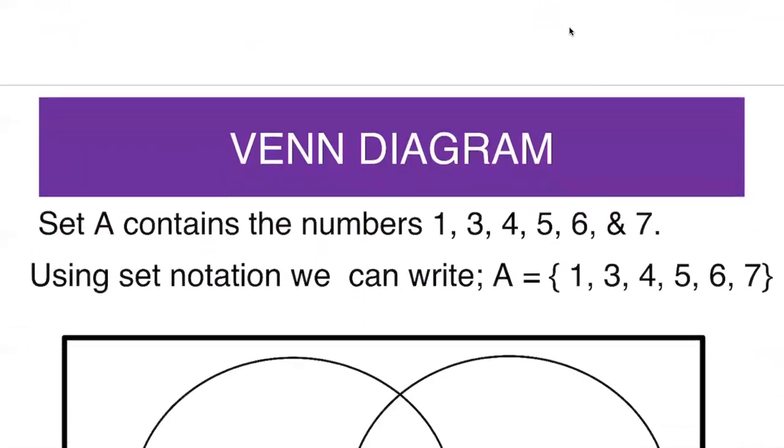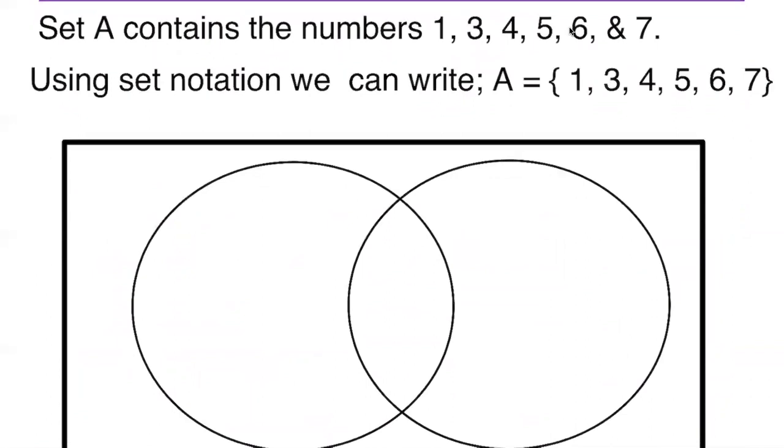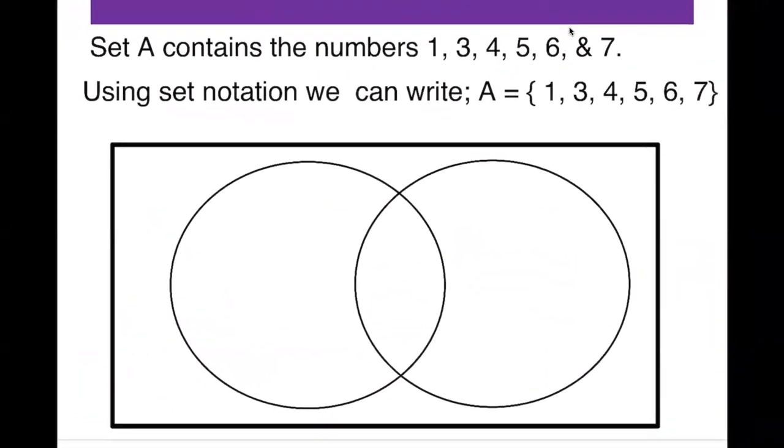So we have a crossover, and I know from your work yesterday that you did pretty well at reading from Venn diagrams, excluding the technological issues. So set A contains the numbers 1, 3, 4, 5, 6, and 7. Using set notation, this is how we'd write it: set A equals, curly brackets, 1, 3, 4, 5, 6, and 7. At the moment, we're not quite sure where to put them because we're not sure what goes in here.